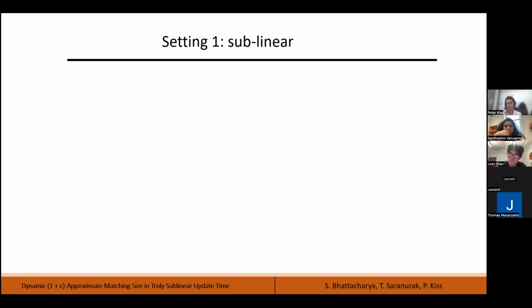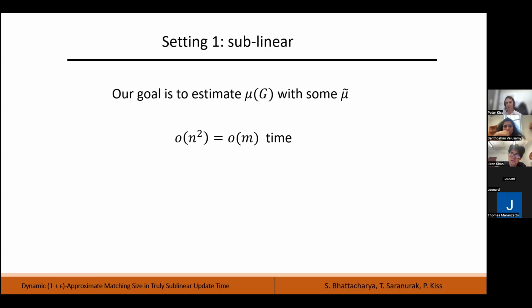So the first one is the sublinear one. Our goal is to estimate the maximum matching size of the graph. And the big challenge is to do this without accessing the majority of the graph. So we want to be polynomially sublinear with respect to the number of edges in the graph. So let's just say with respect to n squared for dense graphs. Being alpha approximate is defined the same way as in the search problem.